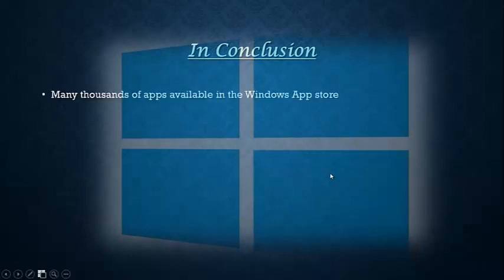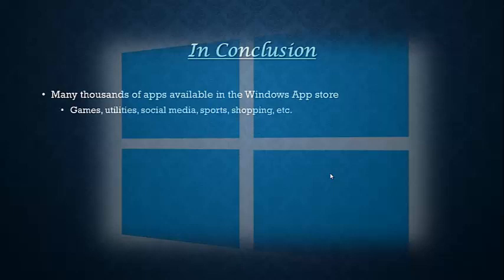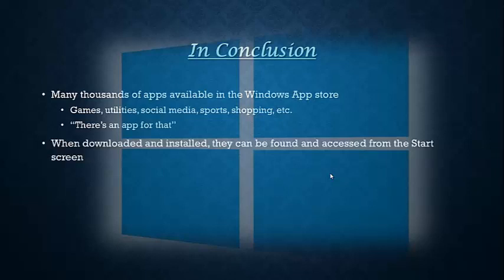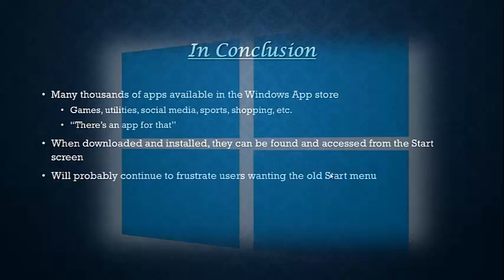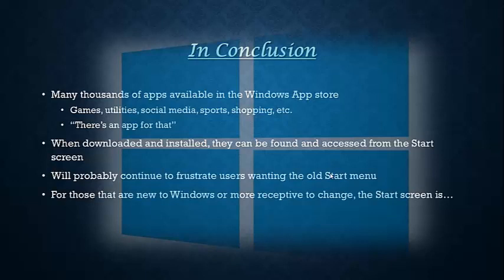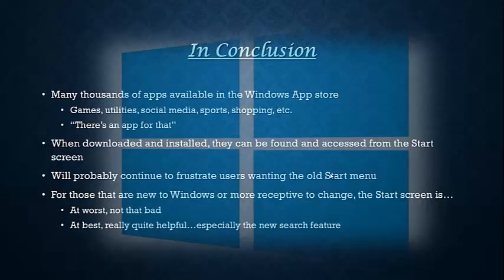And in conclusion, there are many thousands of apps available in the Windows App Store. Games, utilities, social media, sports, shopping, anything you can think of. And as the saying goes, if you can think of it, there's an app for that. When downloaded and installed, the apps can be found and accessed from the start screen, whether you like it or not. The start screen will probably continue to frustrate users wanting the old start menu. For those that are new to Windows or more receptive to change, the start screen is, at worst, not that bad. And at best, it's really quite helpful, especially that new search feature.